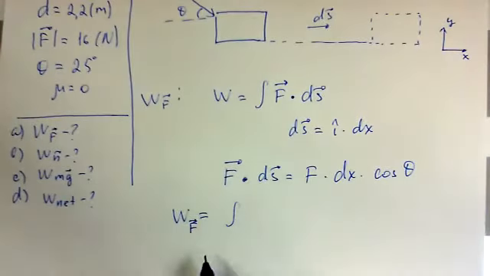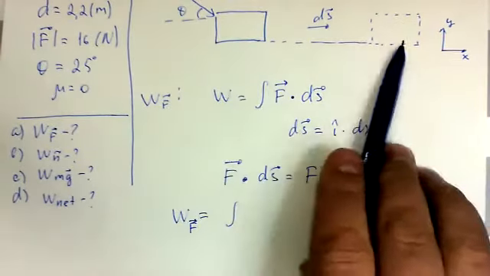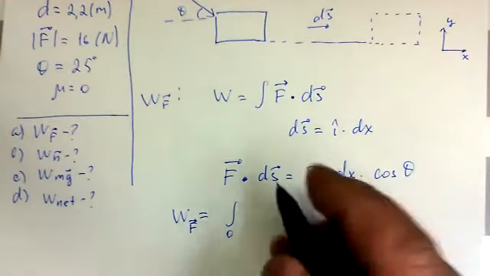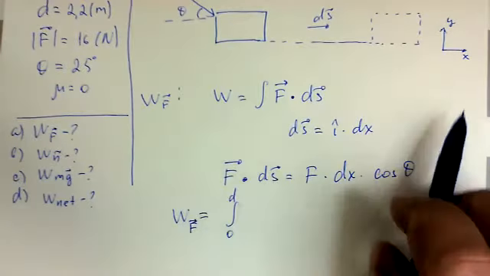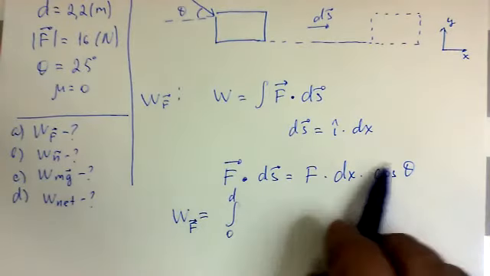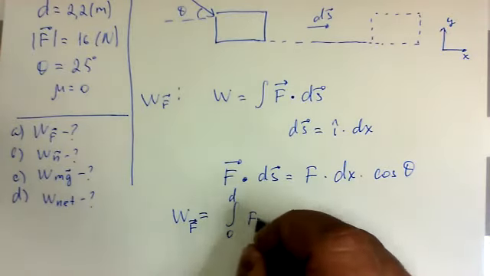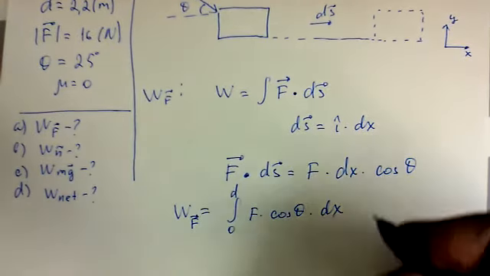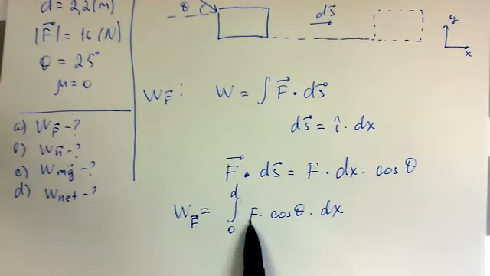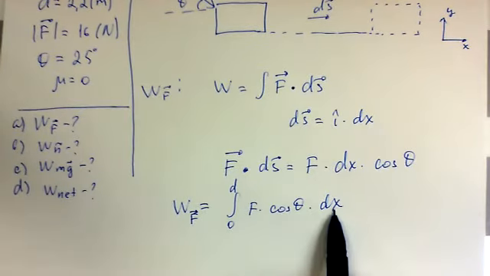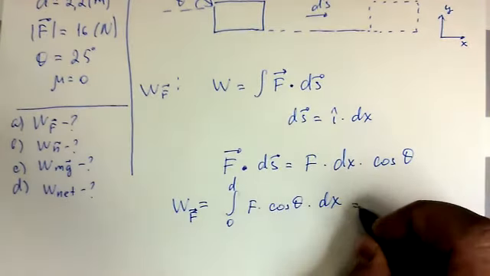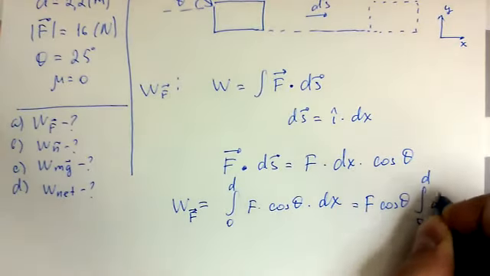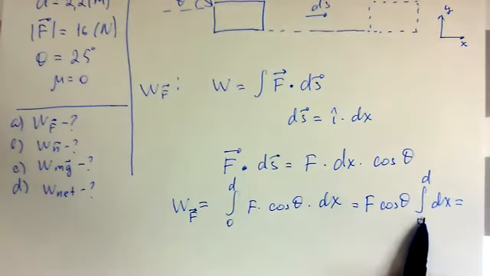So that will be the integral. Now, the object is moved from here to here, which means we can say that it is moved from the position of 0 with respect to the x-axis to the position of d, again with respect to the x-axis, and this scalar product is F times cosine theta times dx. So this is a constant with respect to the varying parameter x. So that will be just F cosine theta, integral from 0 to d of dx. And this integral is just d.